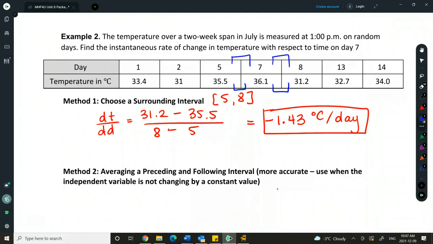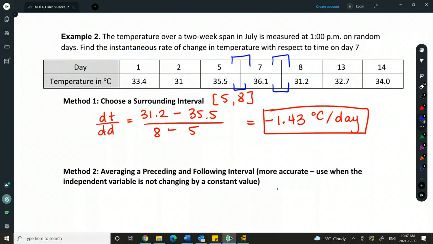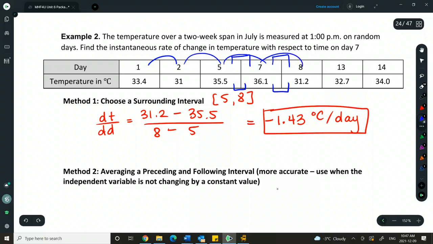This would be a method that we would use only if the independent variable, for instance the days, is not changing by a constant rate. If this was going up 1, 2, 3, 4, 5, 6, you'd get the same answer if you do the surrounding interval as if you were to do the two intervals on either side. But this one is just random days, right? It's 1 to 2, and then 2 to 5, and then 5 to 7, 7 to 8.